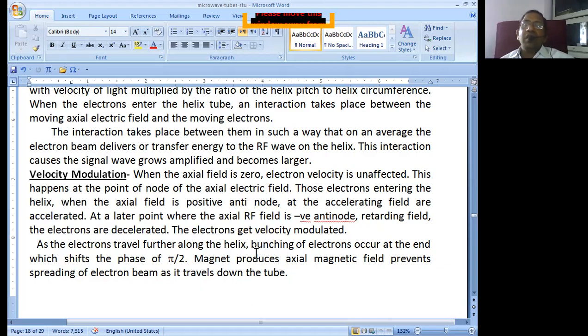Similarly, if the RF is negative, it is going to be a retarding field for the electron beam, and the amplitude of the RF is going to decrease. Thereby the electron velocity gets modulated, and the amplitude of the signal gets changed. As the electrons travel further along the helix, bunching of electrons occurs at the end, which shifts the phase by pi by 2, that is 90 degrees. The magnet produces an axial magnetic field, which prevents the electron beam from spreading as it travels down the tube.